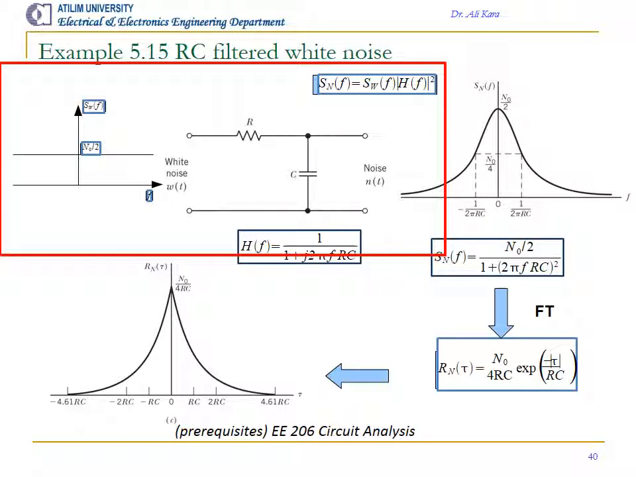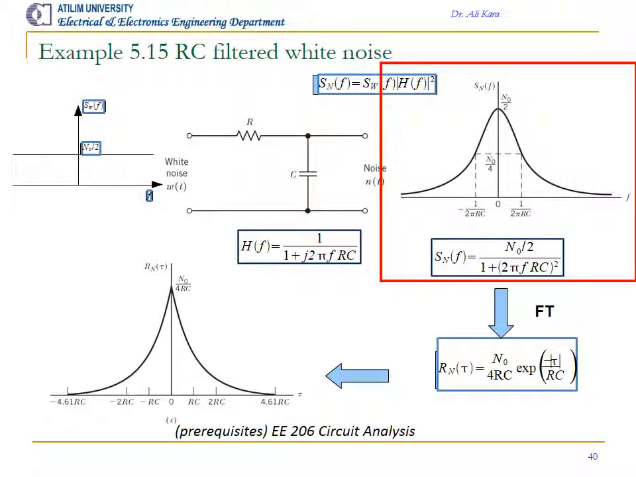Example 5.15: RC filtered white noise. Now consider passing the white noise through an RC filter. The output spectrum of this operation is given as Sn of f, which is equal to N0 over 2 divided by 1 plus the square of 2 pi f RC, which is, coarsely speaking, a quadratic function of order 2.